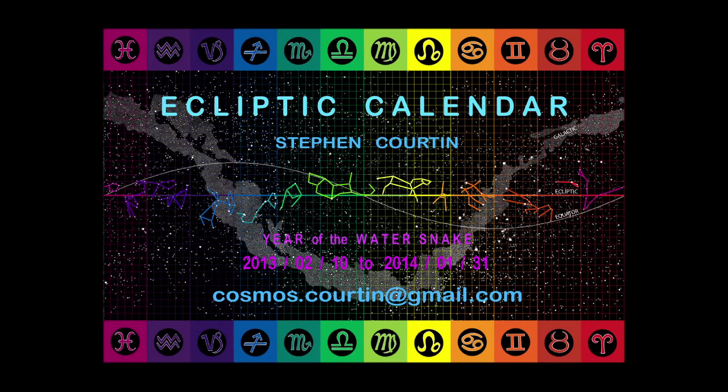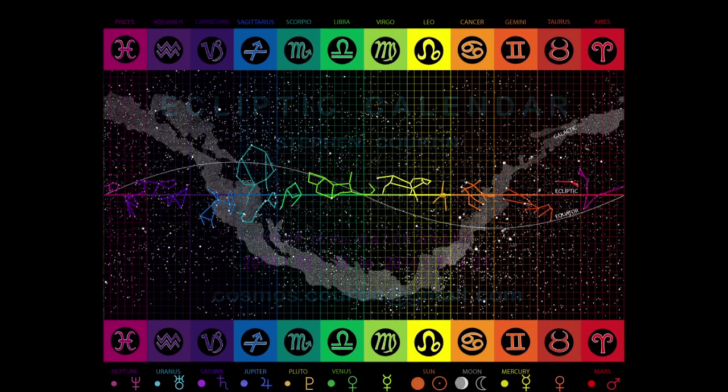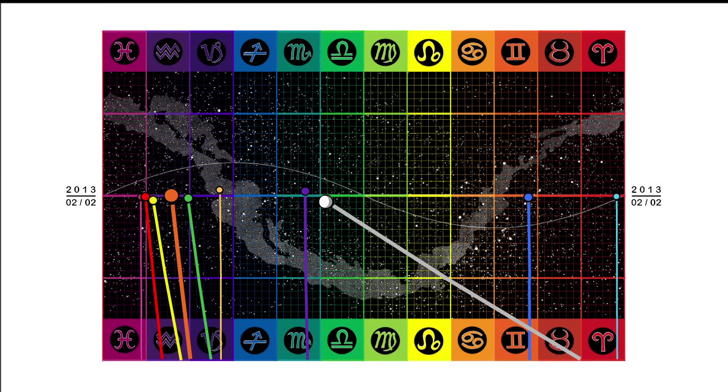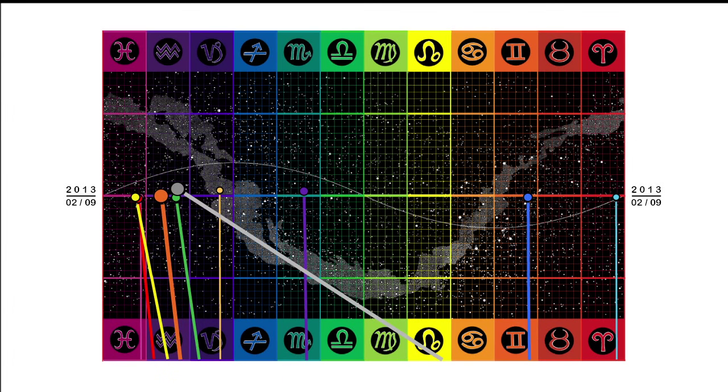The ecliptic calendar is a star map that shows you all the space around the Earth. It is the ultimate big picture oriented to the ecliptic plane. The ecliptic plane is divided into 12 equal parts, known as the signs of the zodiac. The ecliptic calendar is a graphic time machine that charts the movements of our solar system.